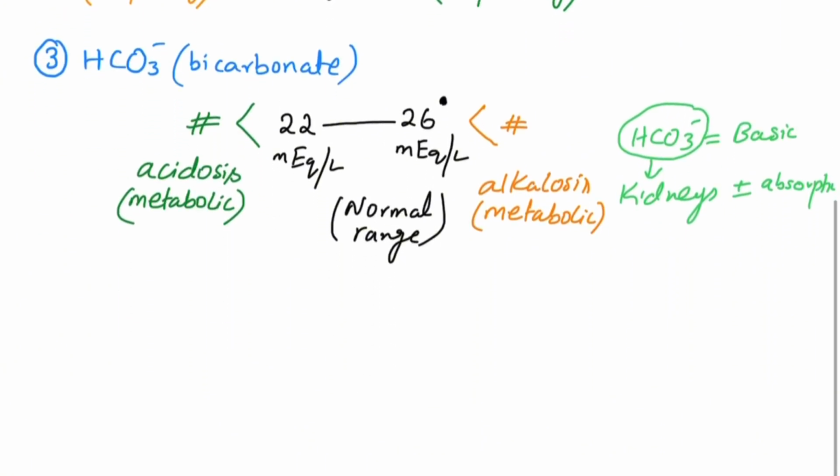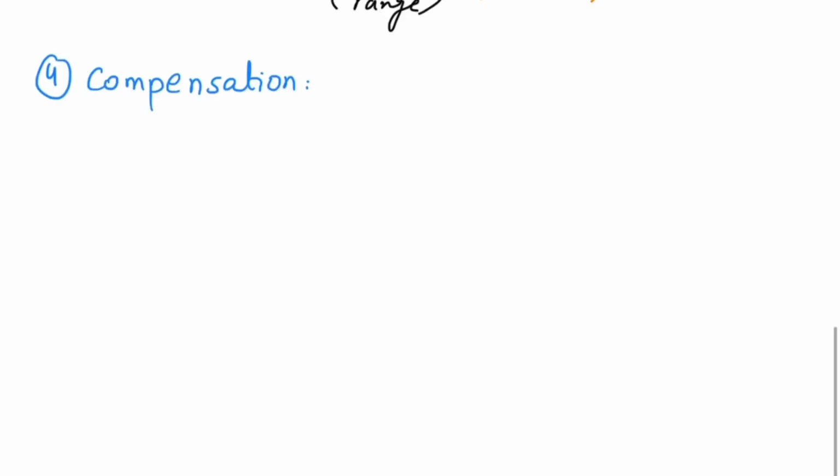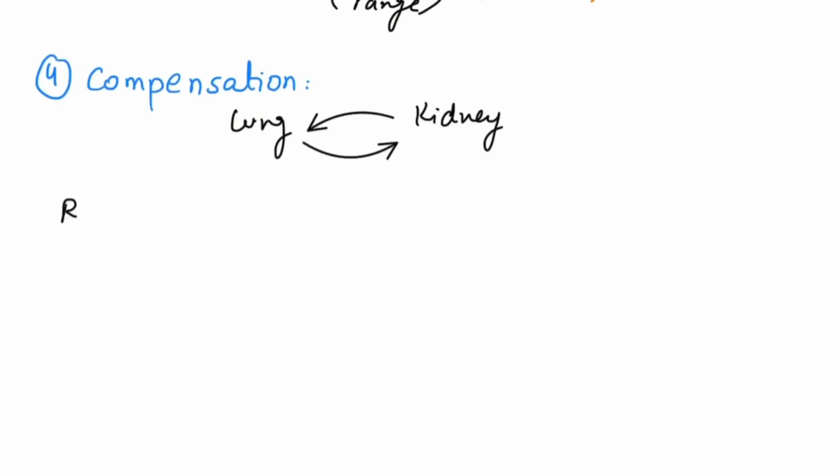So that was the straightforward thing. So now we know about the pH and the carbon dioxide and the bicarbonates, and we can see if it is acidotic or alkalotic.